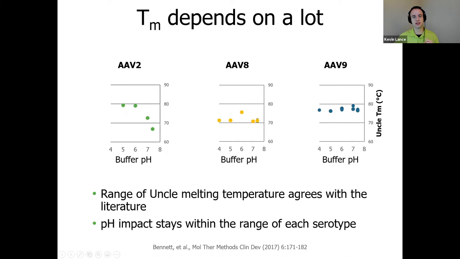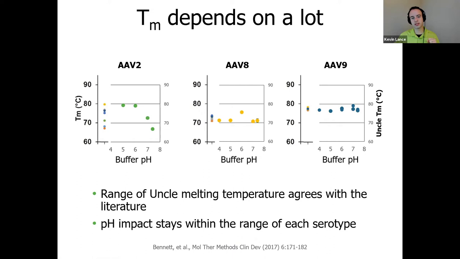So if we compare those Uncle-derived capsid unfolding melting temperatures against what the Bennett paper showed us earlier, we get results that look like this, where these Uncle stability temperatures agree very closely with the range of unfolding temperatures observed by Bennett when they compared serotypes against their ranges of different buffers. This really helps to point out that the range of Uncle melting temperatures does agree with the literature and supports the results that Bennett saw previously, where each of these serotypes has its own kind of behavior. And it can be affected both by buffer salts, as shown by Bennett, or just by pH, as shown by these results here.